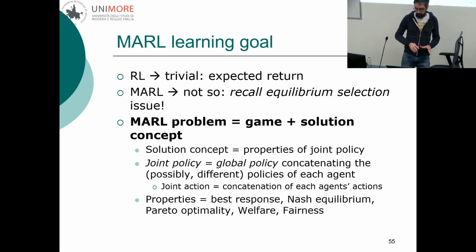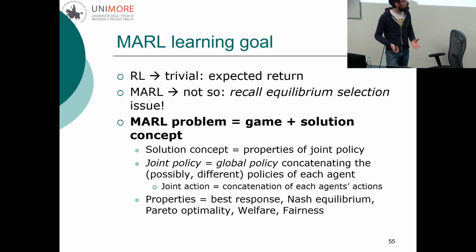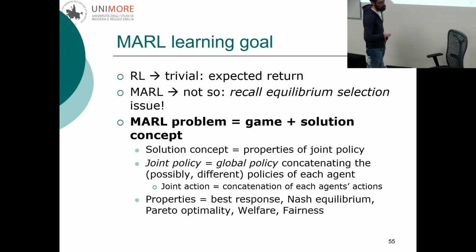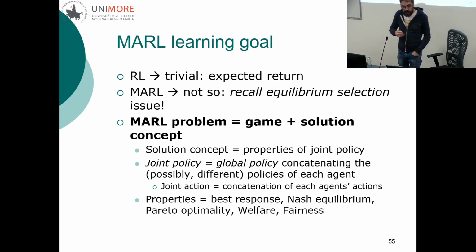expected return. In multi-agent reinforcement learning, when we talked about the equilibrium selection issue, we said that this maximization of expected return may be no longer enough, because we have multiple agents, and maximizing the global expected return tells us nothing about the individual expected return of all the agents. So simply this may not be the actual solution to aim for, depending on our specific task.